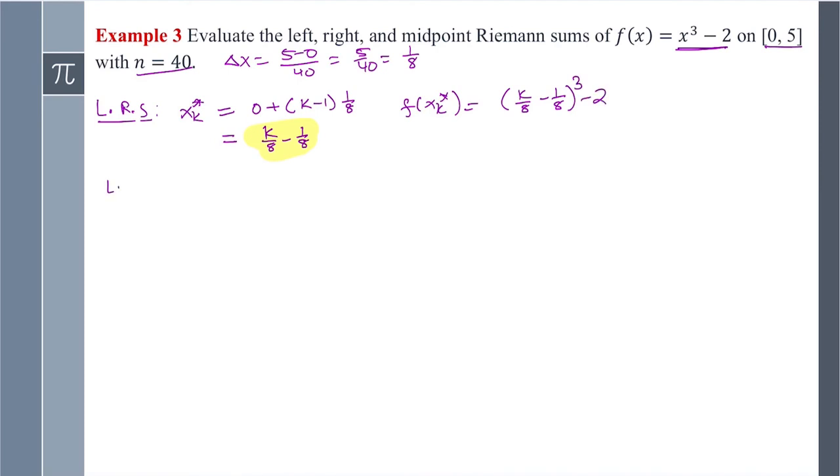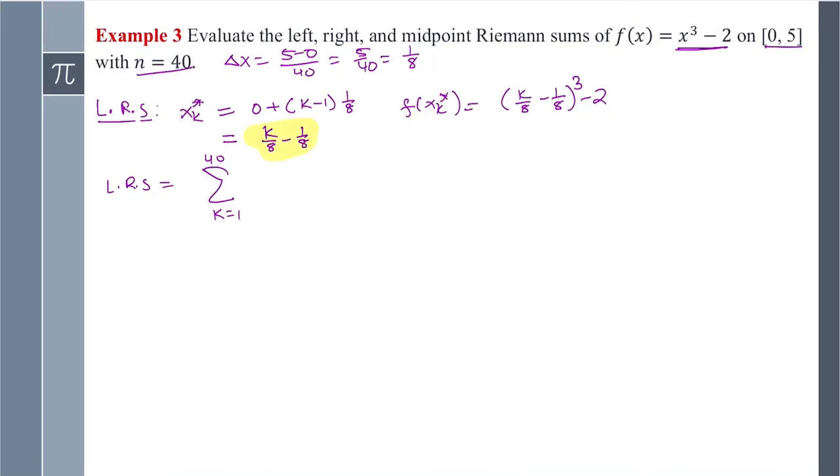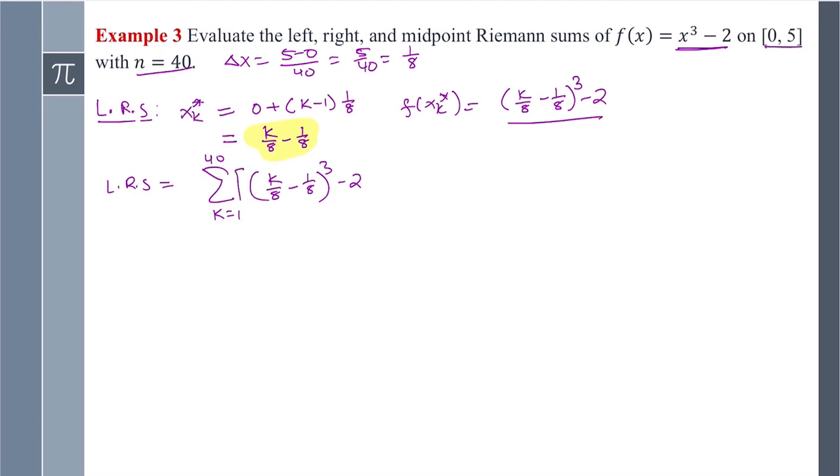Now the left Riemann sum with 40 subintervals is given by the sum from k equals 1 to n, where n is 40, of f of x sub k star. This is the formula right here. So f of x sub k star, which is k over 8 minus 1 over 8 cubed minus 2, we multiply by delta x, which is 1/8.